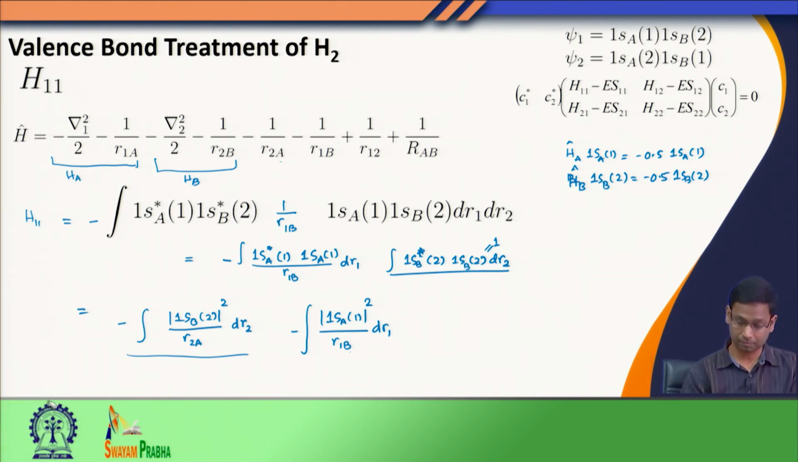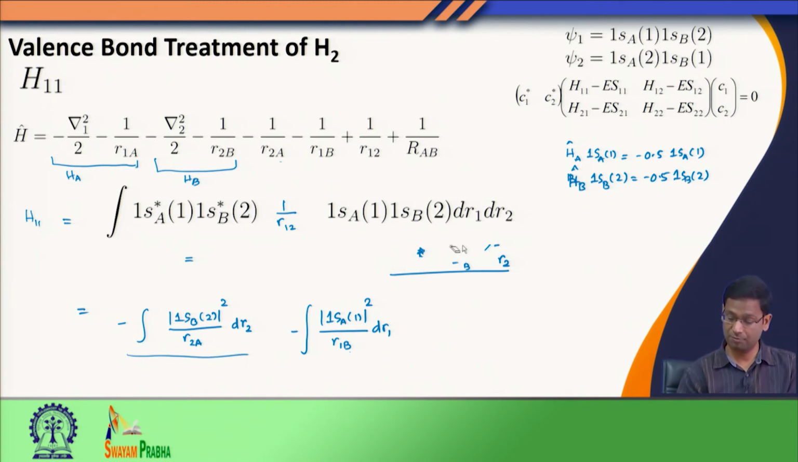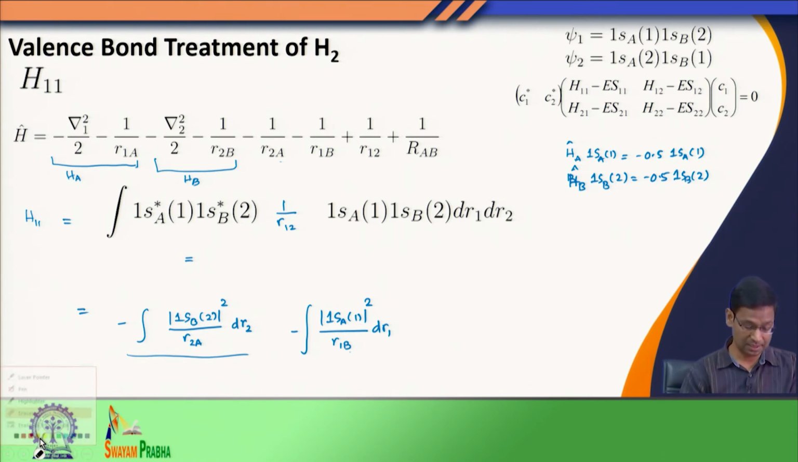Now we will look for the next term. The next term is 1 over r_12. When I look at 1 over r_12, I have no negative sign here. When I evaluate this integral, what do I see? I see that the operator r_12, unlike the first two cases, now depends on both the electrons.